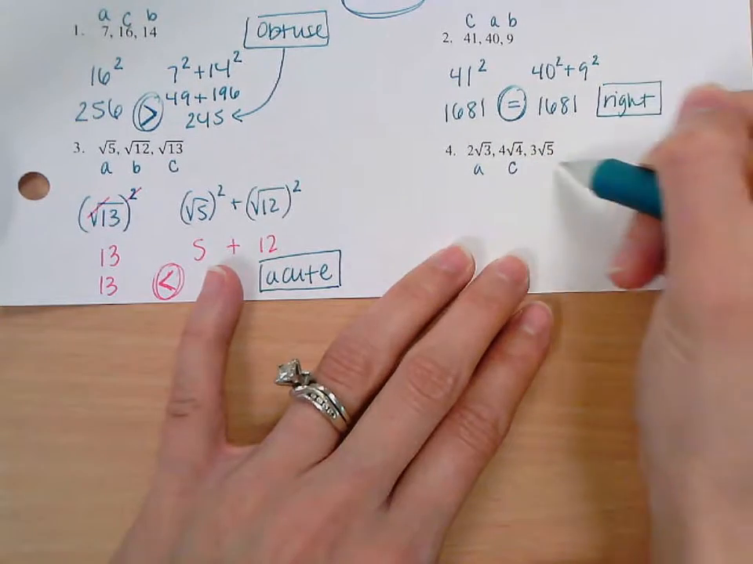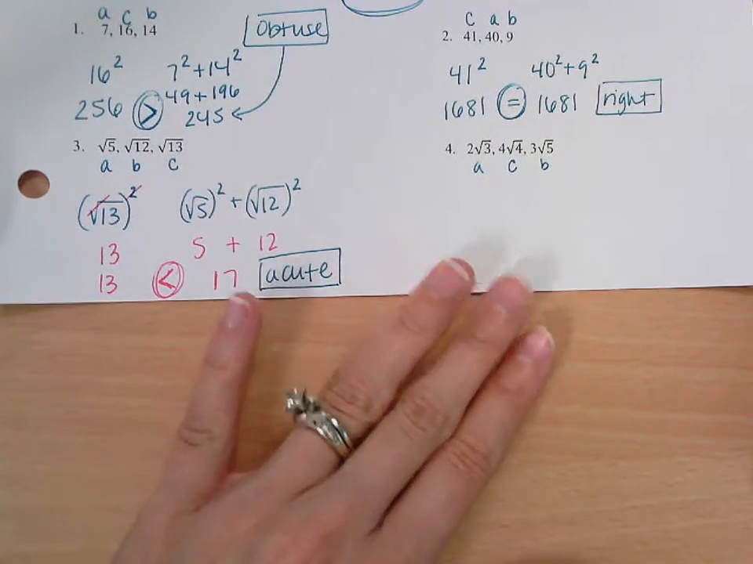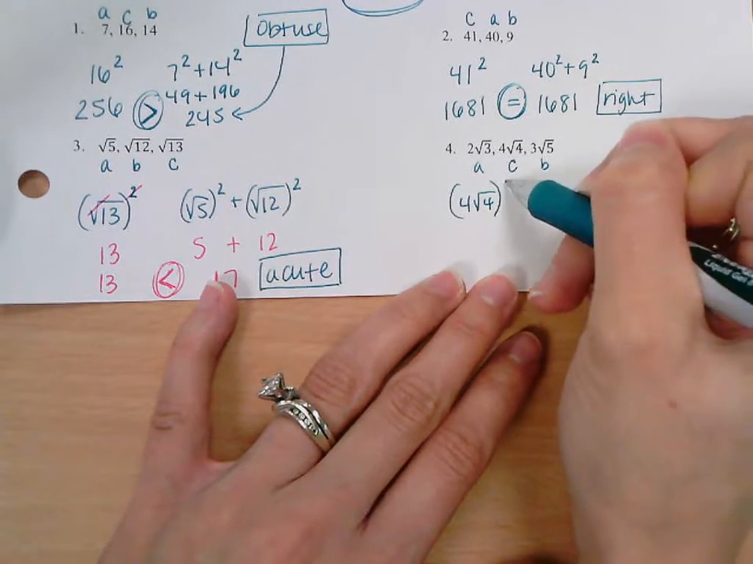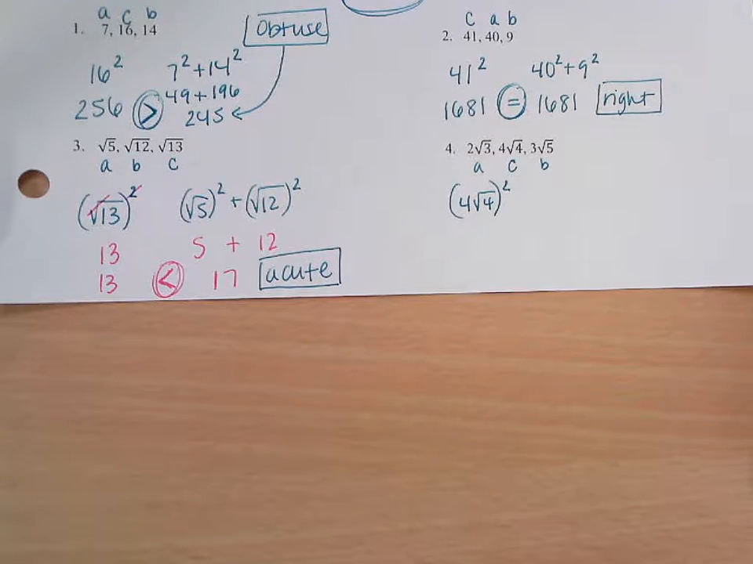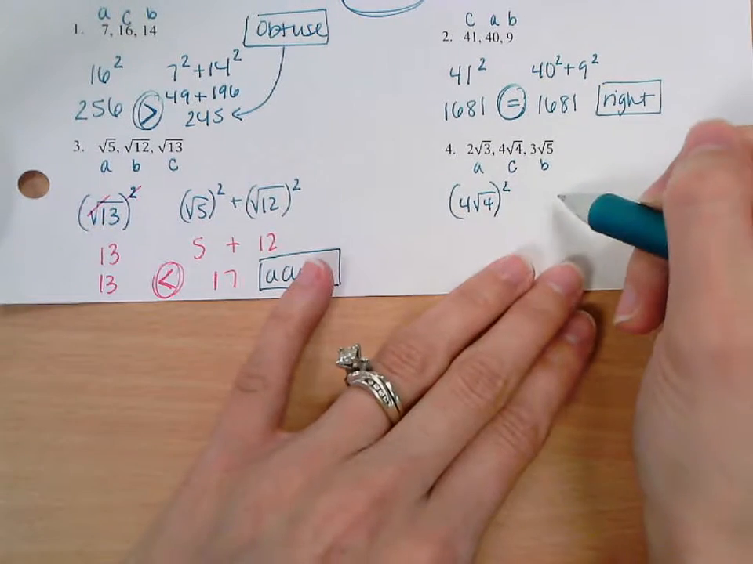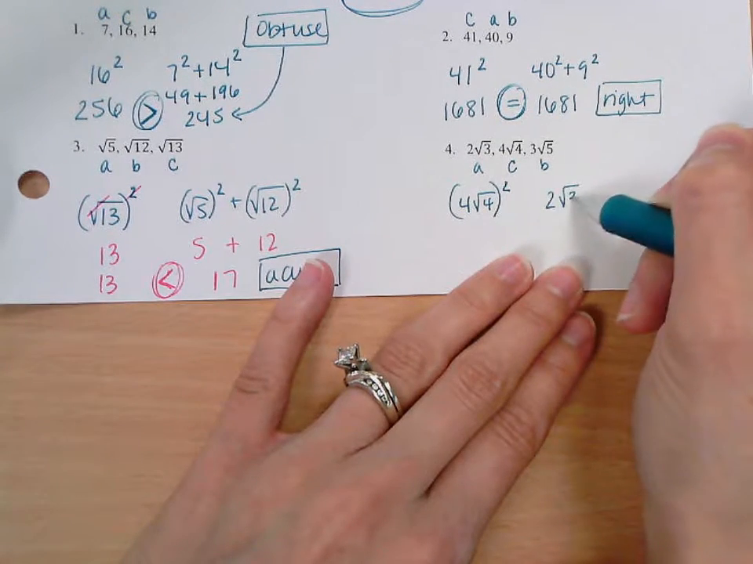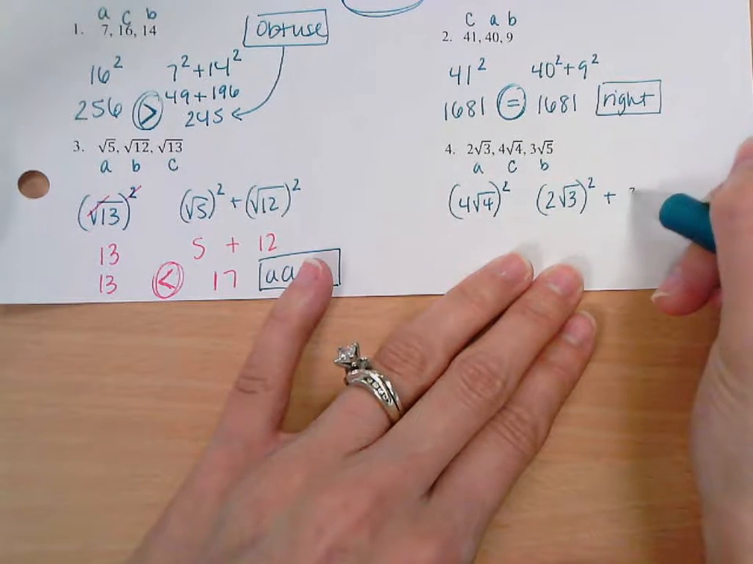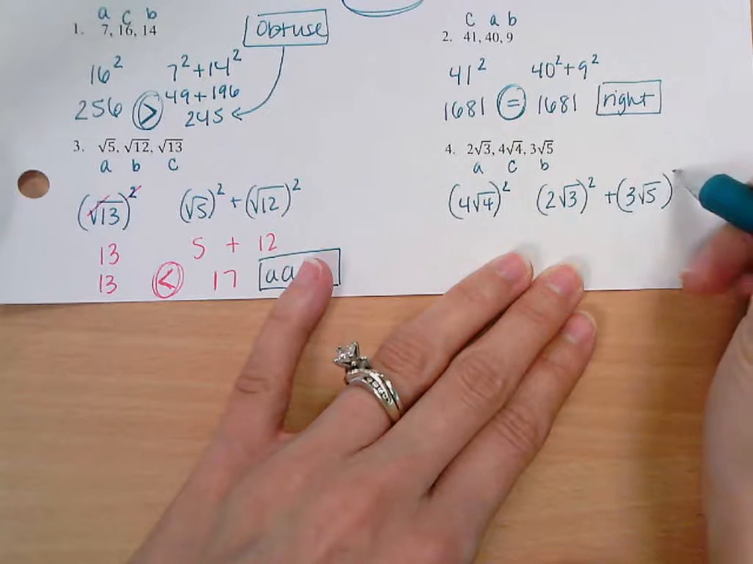And then I'm just going to call the first one A, the last one B. Okay, so I have 4 square root 4 squared, and that is a quantity squared. And then I have 2 square root 3 quantity squared plus 3 square root 5 quantity squared.